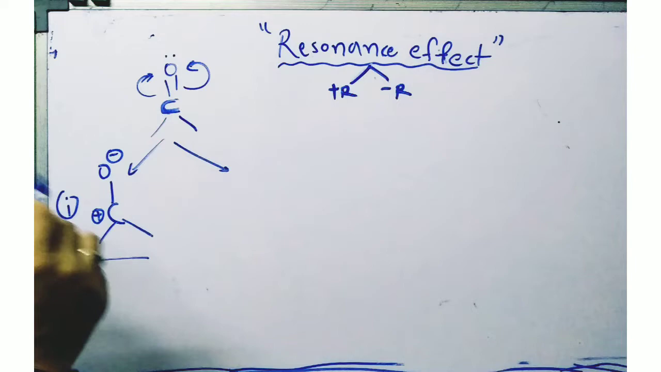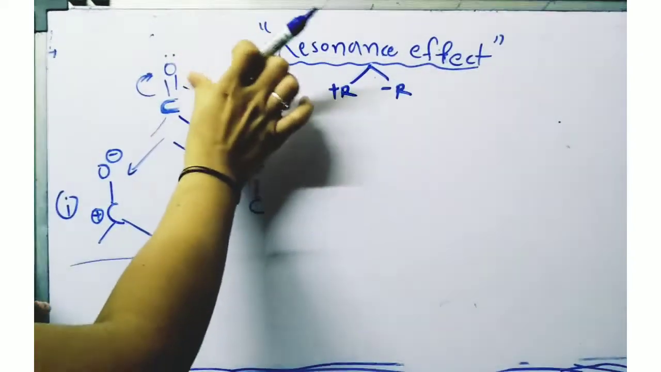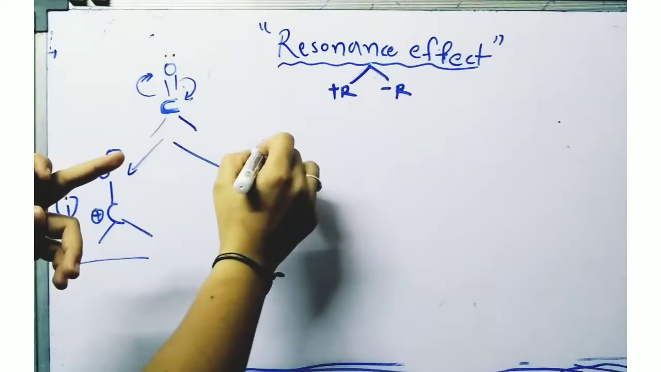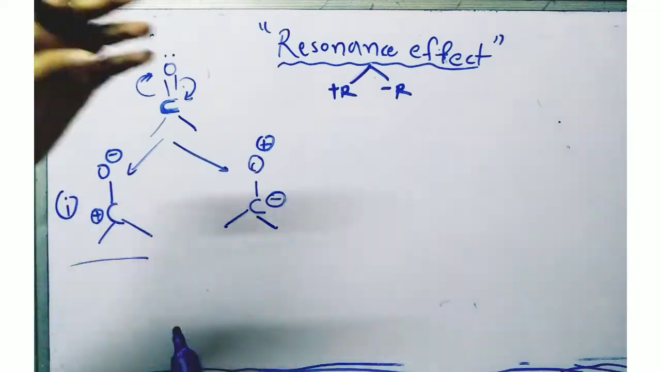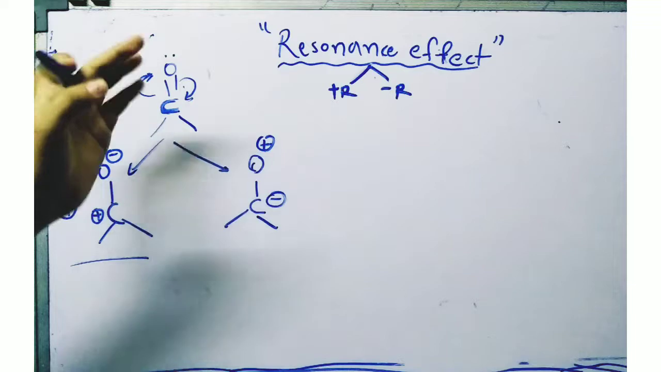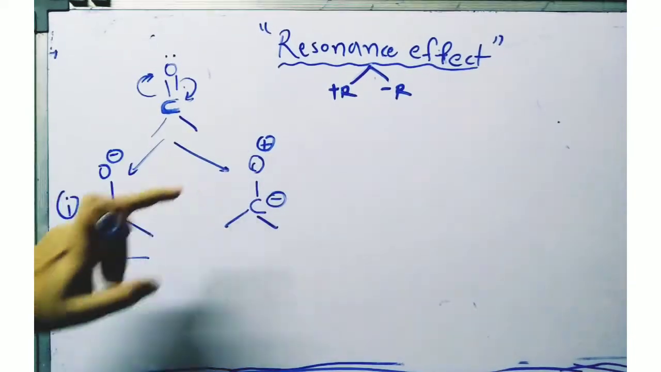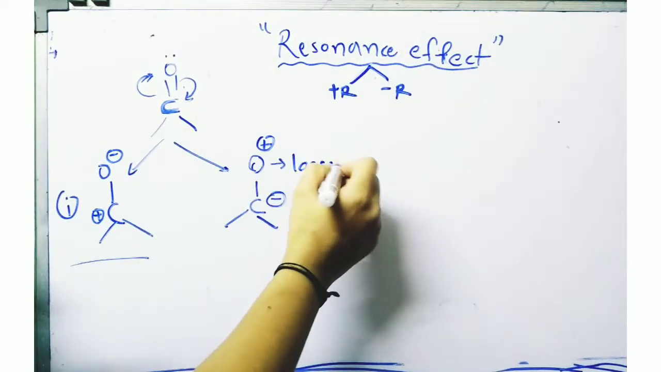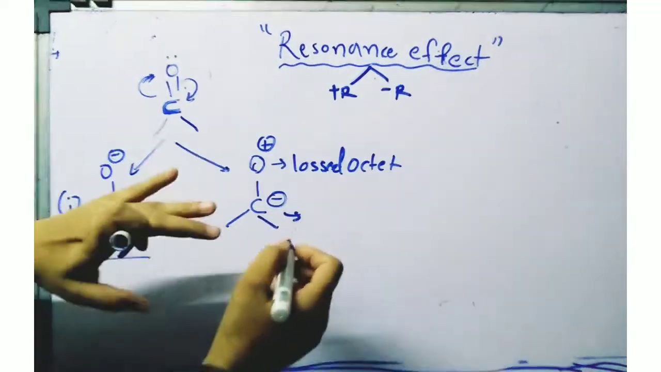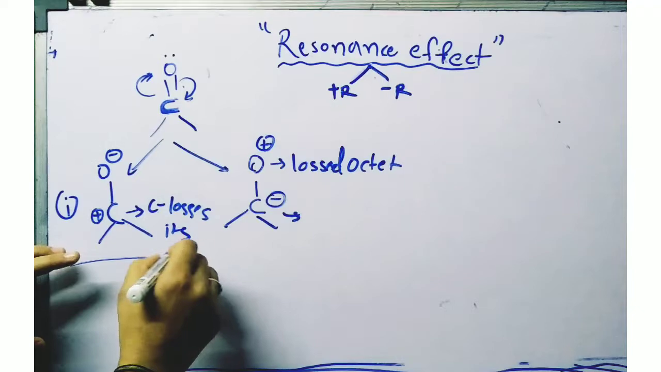The resonance happens in the first form, and the second form is when the bond shifts towards the carbon. The carbon becomes negative and the oxygen becomes positive. Why? Because oxygen is more electronegative and has the octet complete. So after the shifting of the bond, we are drawing the resonance. Here the oxygen has lost its octet, and the carbon is in the octet form.